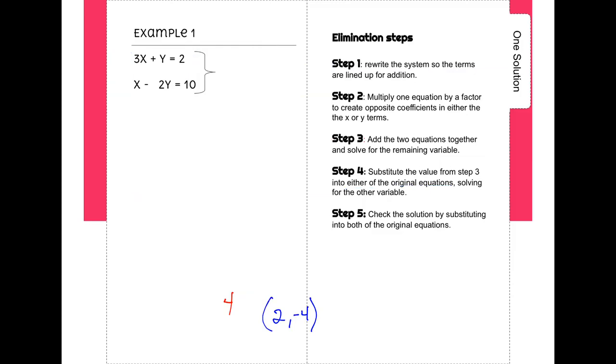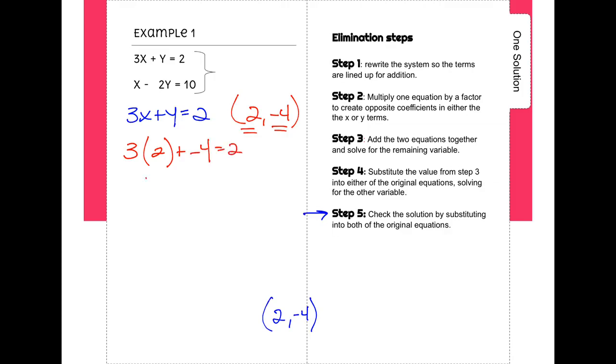Step 4 says to check the solution by substituting the solution into both of the original equations. Okay, so 3x plus y equals 2. And I'm going to substitute in my solution point, (2, negative 4), and make sure it solves the first equation. So I have 3 times my x value, 2, plus y, which is negative 4, equals 2. That gives me 6 plus negative 4 equals 2, or 2 equals 2. So my solution does solve the first equation.